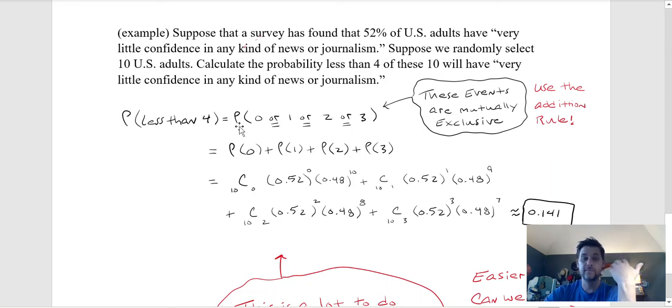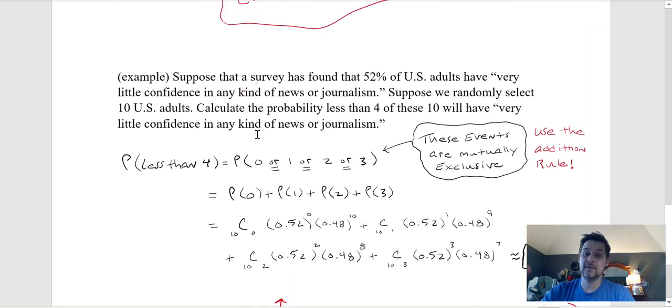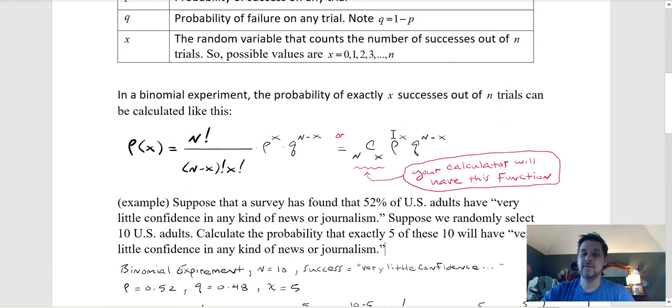Less than 4 means 0, 1, 2, or 3. And because they're mutually exclusive, that's the probability of each of those individually added together. All right, now what you see here is that formula that I could scroll up. It's this version of it though, okay?